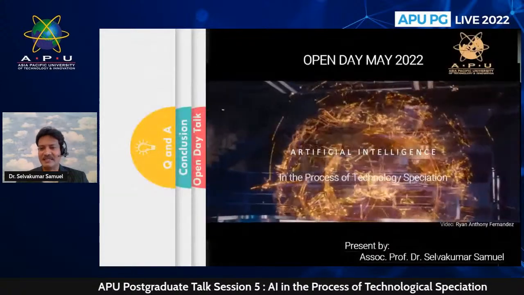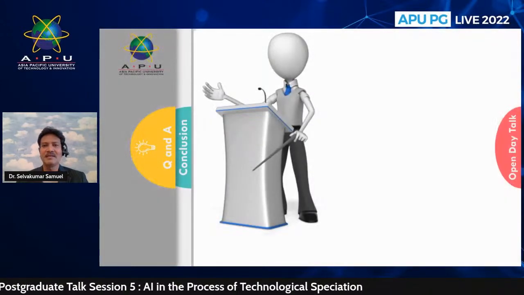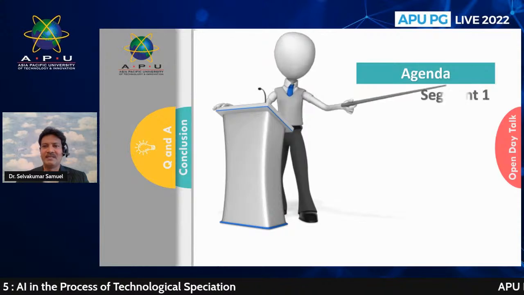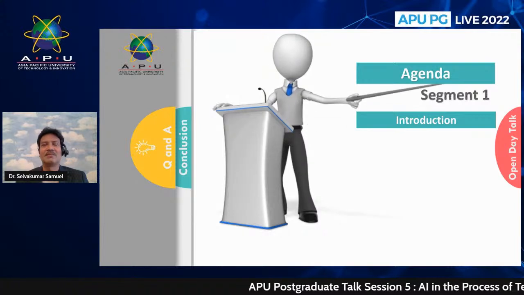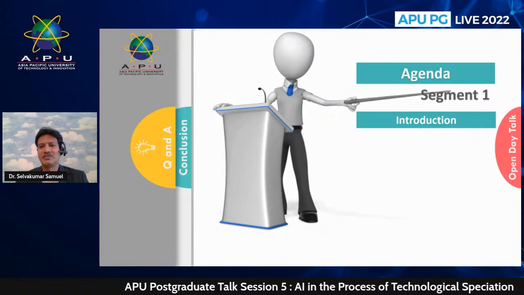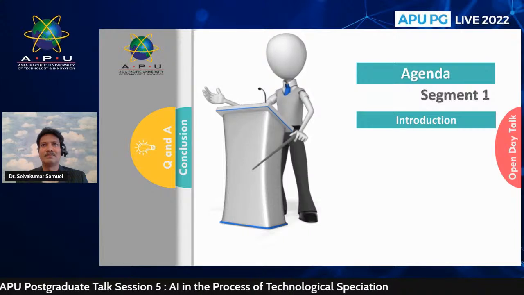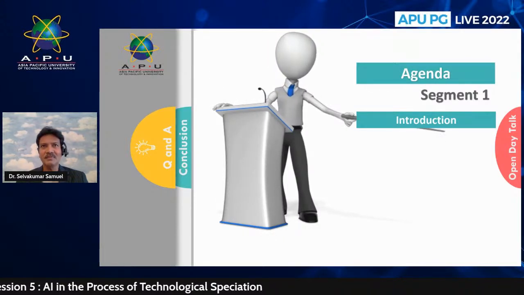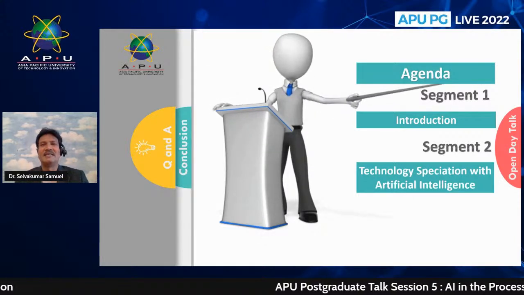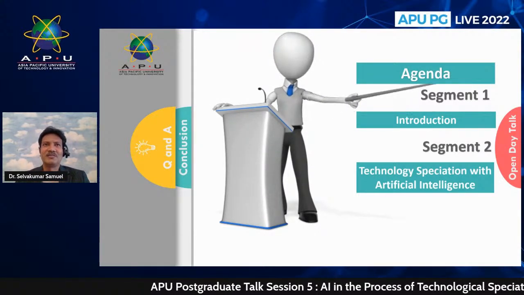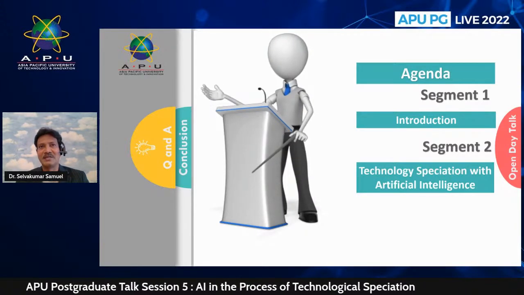I would like to present this talk under the title, what you can see from this video, the role of AI in the process of speciation or technology speciation. I prepared three segments for this talk. Segment one, I will introduce some important terminologies related to the technology speciation process. Then I will talk about how artificial intelligence works together with other technologies to make new technology species.